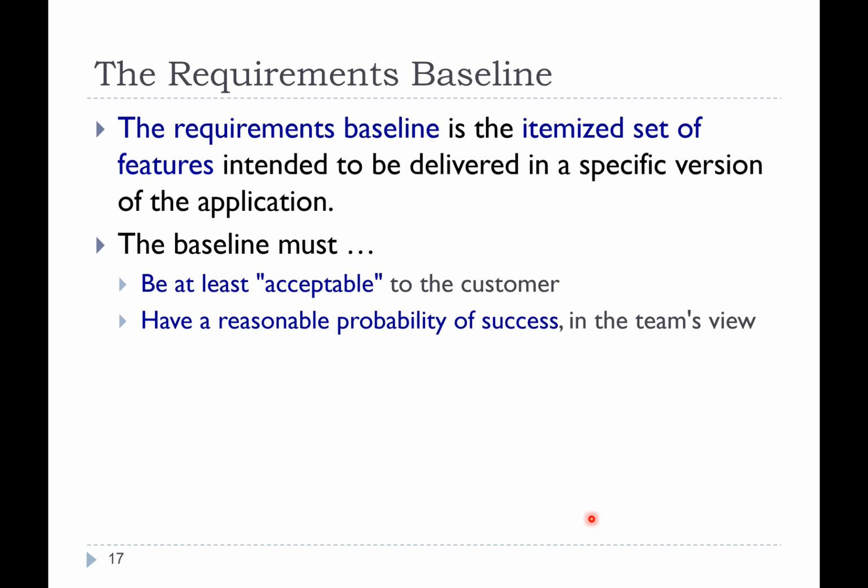So I have 10 features. Features 1, 2, 3, 4, 5 together, if I was able to build them, then I can actually have a product. Might be missing the exciting features, but at least I have a product. Had I built not 1, 2, 3, 4, 5, but had built 5, 6, 7, 8, I would have had nothing.